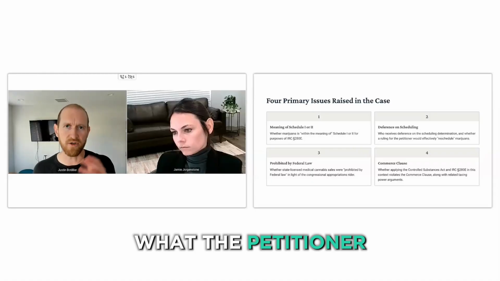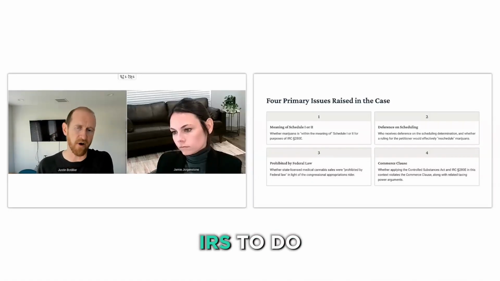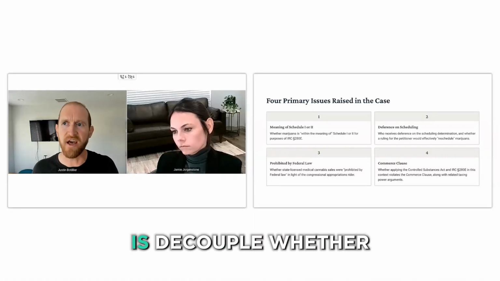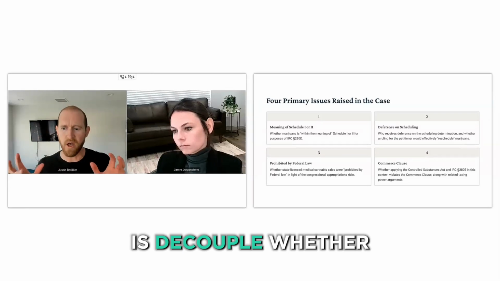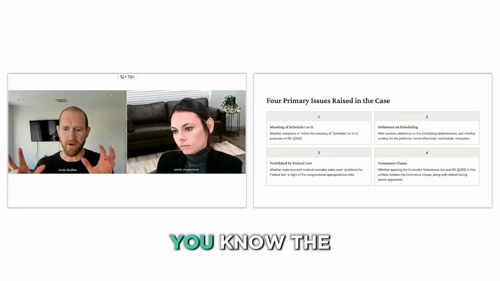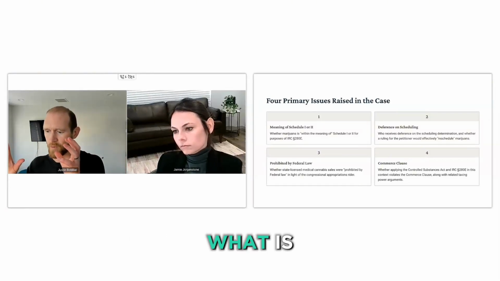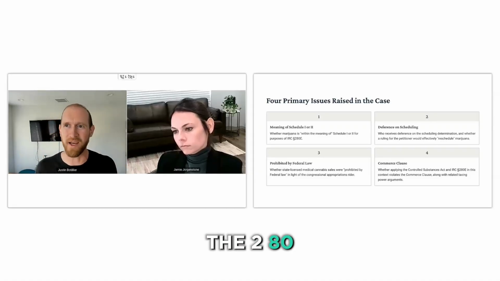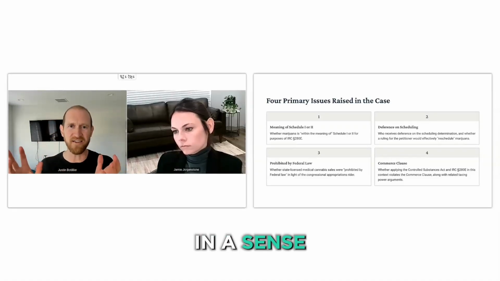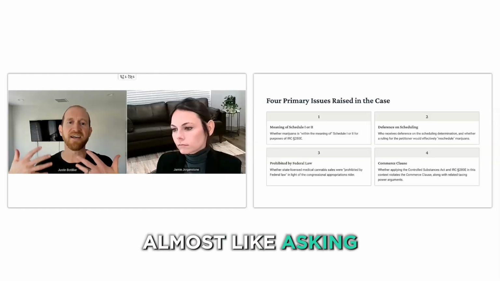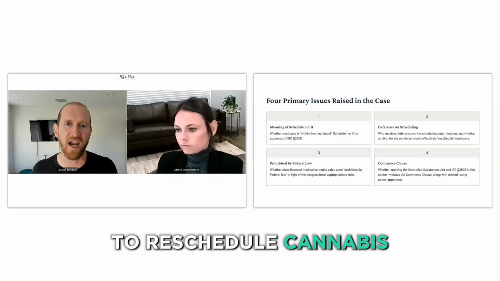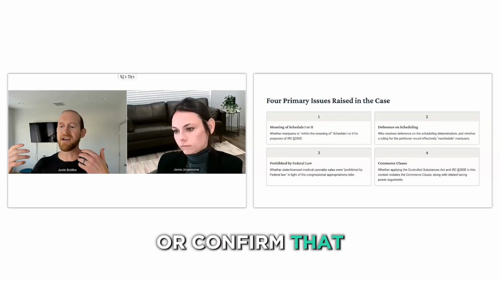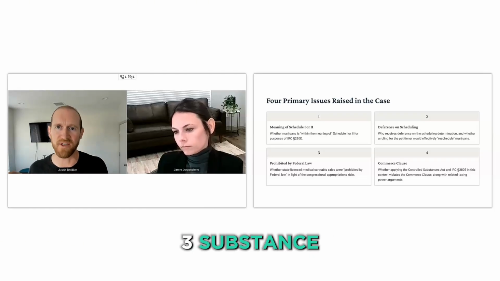What the petitioner is essentially asking the court to do is decouple whether or not cannabis should be considered a Schedule 1 substance from the 280E aspect. So in a sense, it's almost like asking the tax court to reschedule cannabis or confirm that cannabis ought to be a Schedule 3 substance.